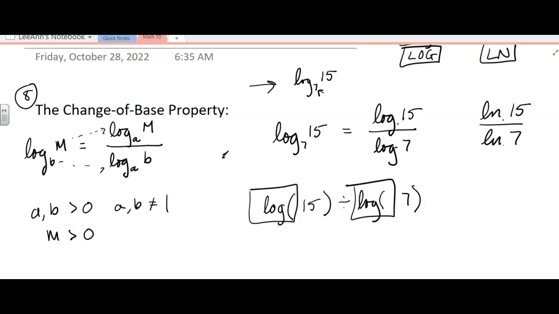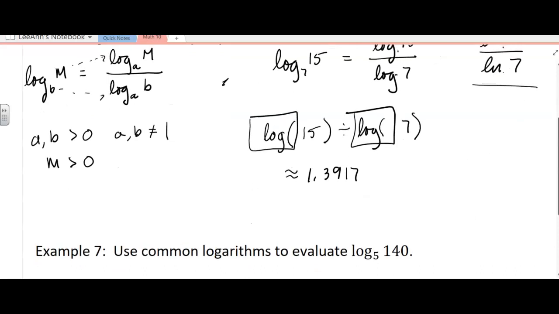And I hit enter, and I'm getting 1.39. I'm going to go 4 decimal places: 1, and it rounds up to 7. So it's approximately 1.3917. And I could do the same thing with the natural log button and I'd get the same answer. Okay, so you can practice that.